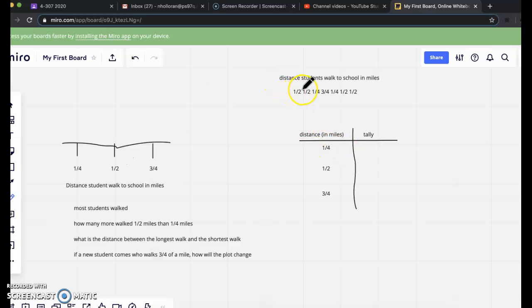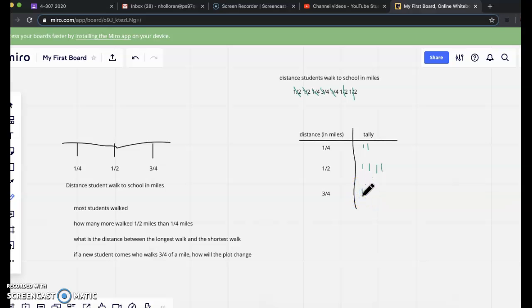1/4. Let's see, how many 1/4 do we have? We have one here, one here, and that's it. So I have two 1/4. Now let's do the 1/2. One, two, three, four 1/2. So 1, 2, 3, 4. And 3/4, I only have one.